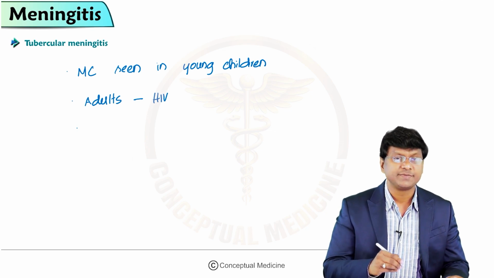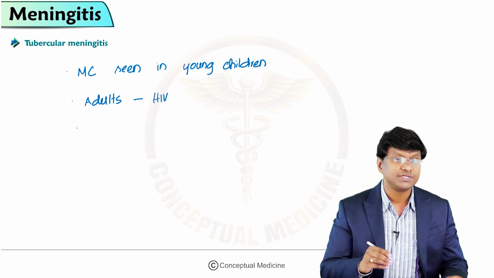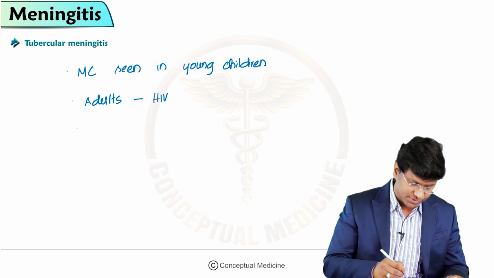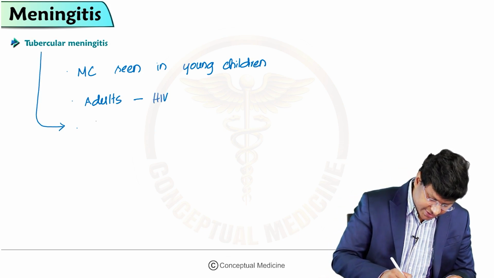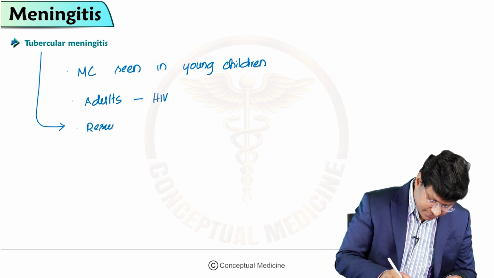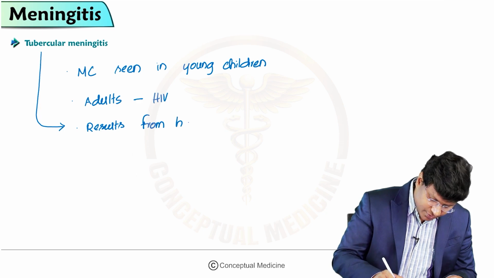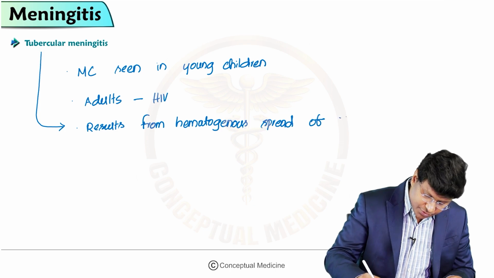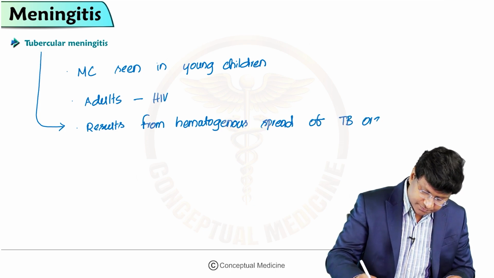Now, this tuberculous meningitis results from the hematogenous spread of primary or post-primary pulmonary tuberculosis. So, this tuberculous meningitis results from hematogenous spread of the tuberculous organism.